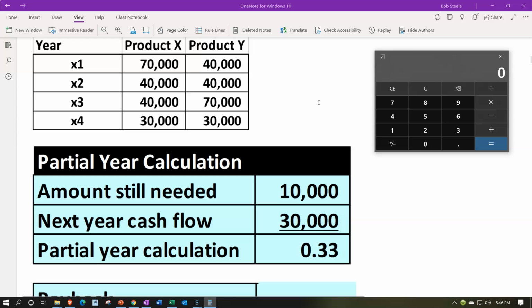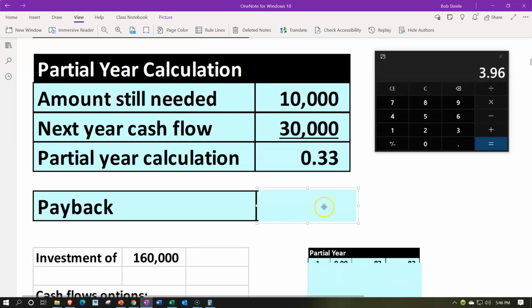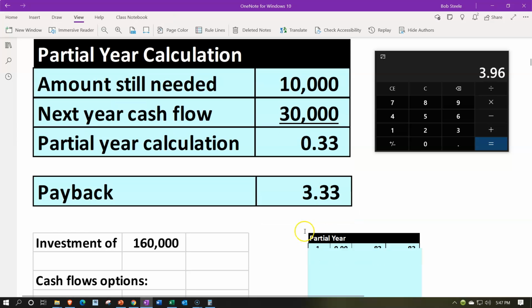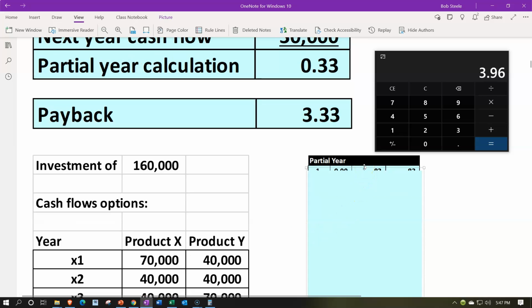Remember, a test question could ask you that in terms of a decimal. They may ask you in terms of days. So you could take 360, which is 12 times 30, about 360 days in a year, times 0.33 on forever, and you get about 118 days. If I took that and divided by 30 days in a month, we get about 3.96 months, almost 4 months. Or you take 12 months times 0.33, and you get about 3.96 months. And so that means that the payback period is 3 years, 0.33, 3.33. That's our payback period.